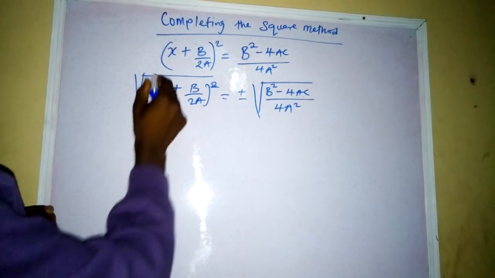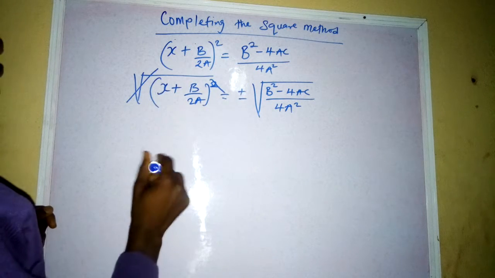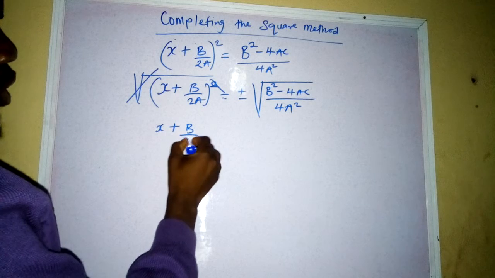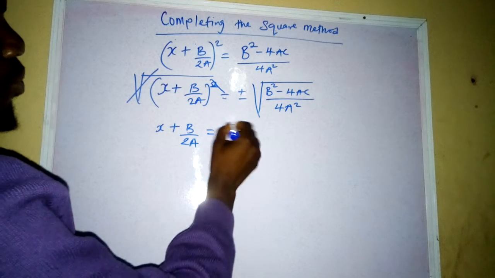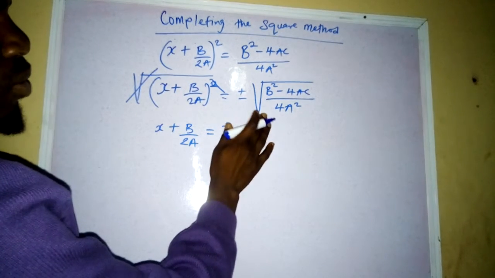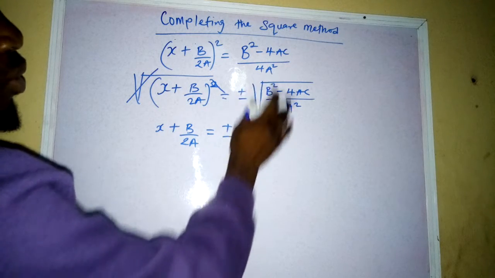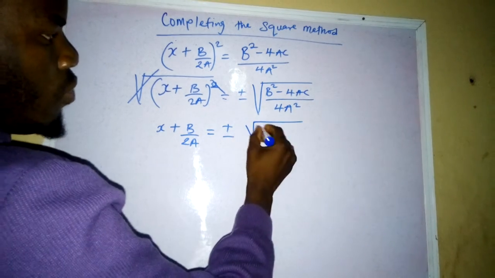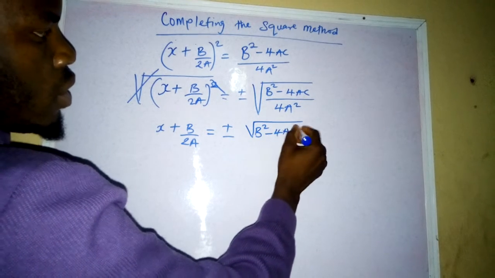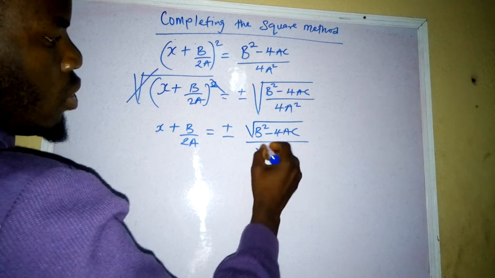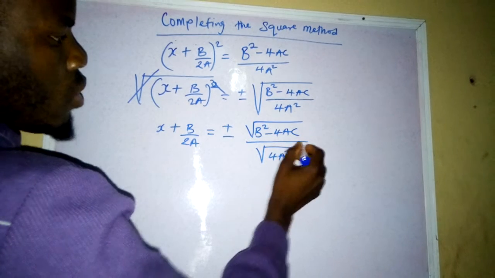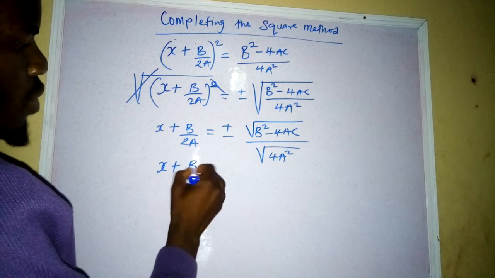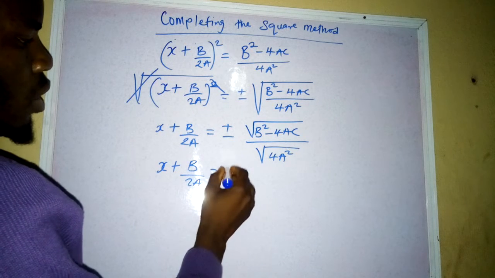So notice that the square root and this square is gone, so we'll be left with x plus b all over 2a is equal to plus or minus. Now we can decide to share the square root to both terms, that is the square root of b squared minus 4ac all over the square root of 4a squared. Good. So x plus b all over 2a is equal to plus or minus.